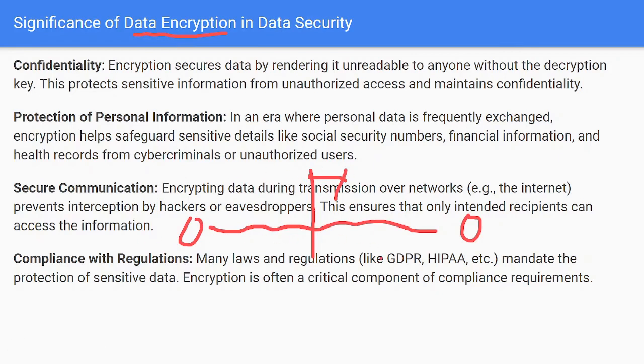So you have to make sure you are compliant. And how can you make sure you are compliant? Using data encryption. Hope this helps. All right, let's go to the next one.